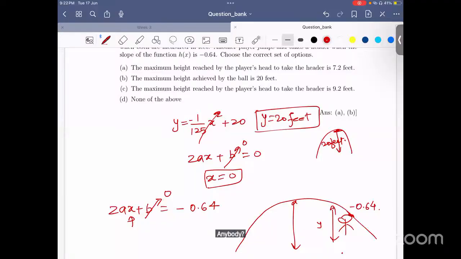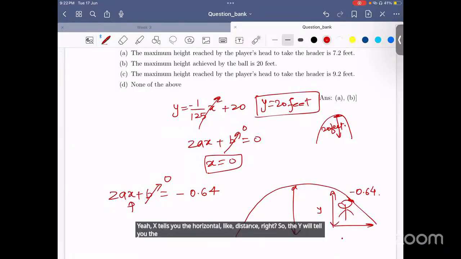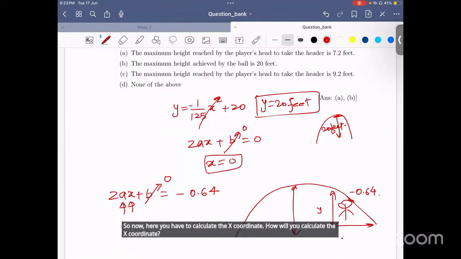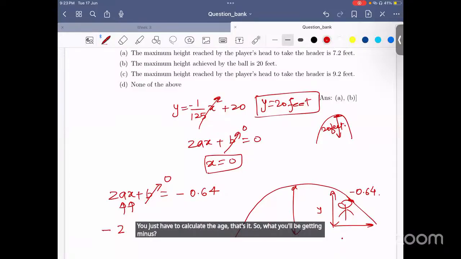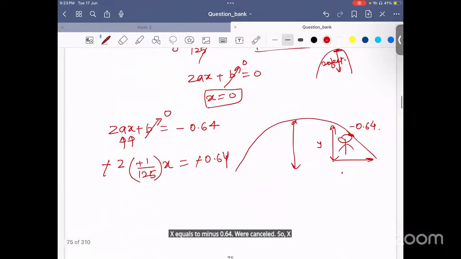It tells you the horizontal distance, no? Yeah, x tells you the horizontal distance, right? So the y will tell you the height of that player, the point at which he did the header. Now here you have to calculate the x coordinate. You just have to calculate the a. So you will be getting minus 2 times plus 1 upon 125 x equals minus 0.64. The 2 got cancelled, so x you can calculate from here.